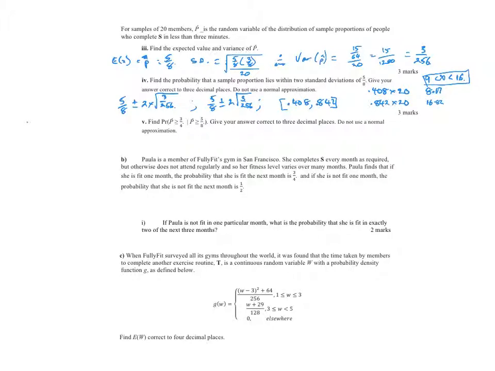Okay, so remember we're binomially distributed. So binomial CDF with my 5/8, 20, 9 to 16 will give me 0.939. All right, so there's a little bit in that one.